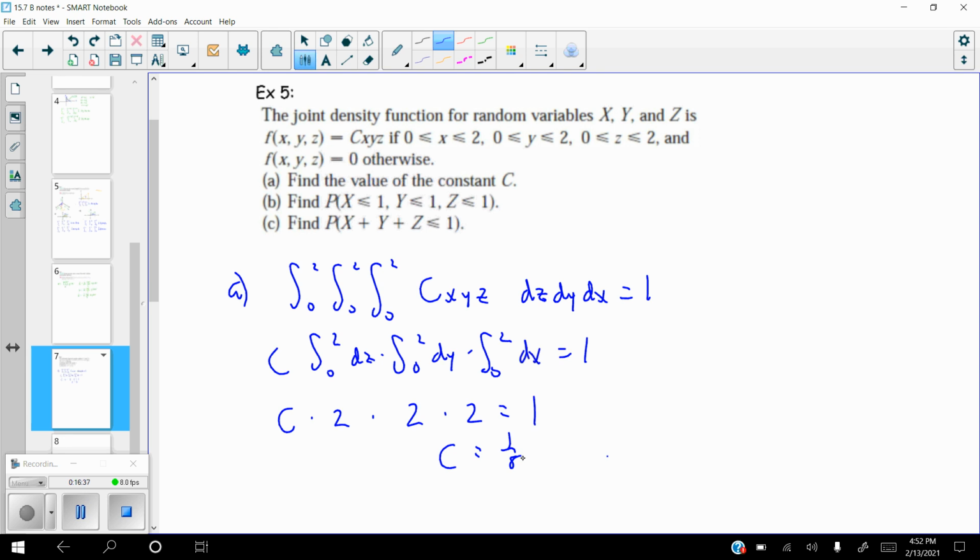Okay, so there is our constant in this case. I guess you probably could consider this a constant of proportionality of some kind. Just remember that it's a joint density function, so it's proportional to all the variables.